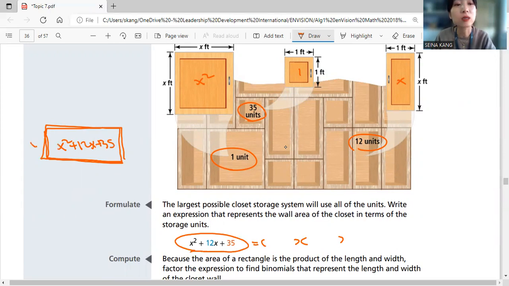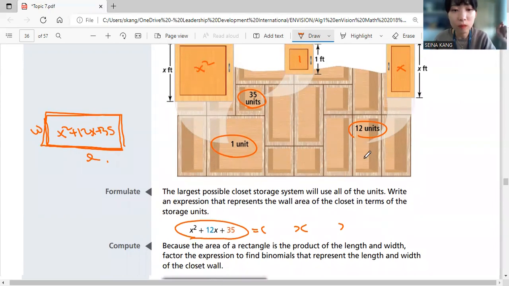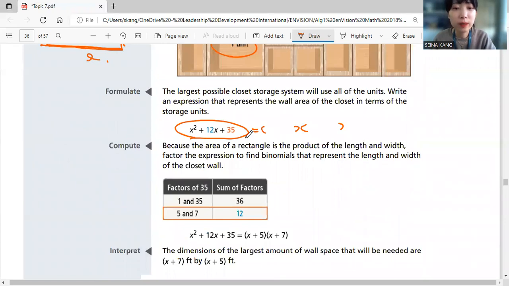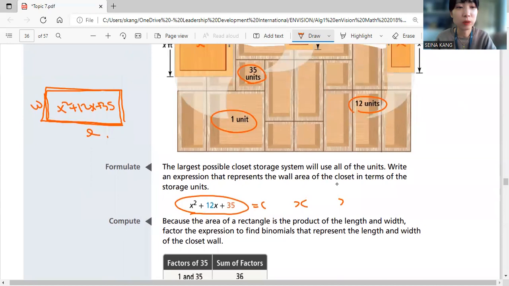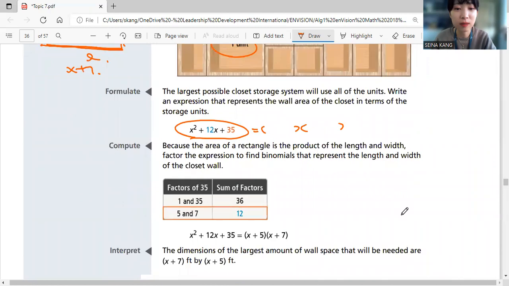So that we can get the width and the length, because width times length is this, right? So if we factor it out, we can figure out the width and the length, okay? So that's our plan. So figure out the factors of 35, positive 35 that has a sum of 12. So it turns out 5 and 7 multiplies to 35 and add up to 12. And so if you factor it out, you get x plus 5 and x plus 7. So your width is x plus 5, your length is x plus 7, whatever your x is, okay?